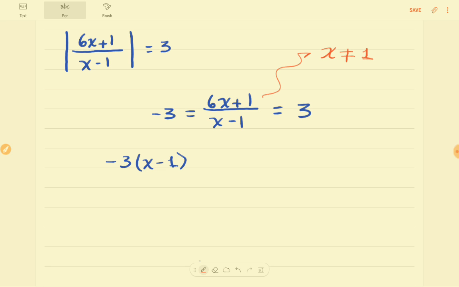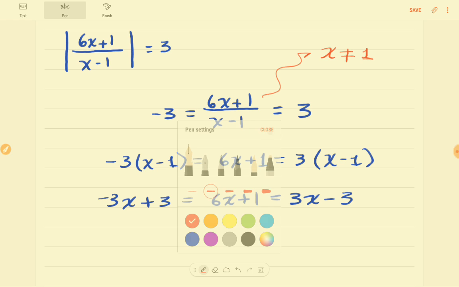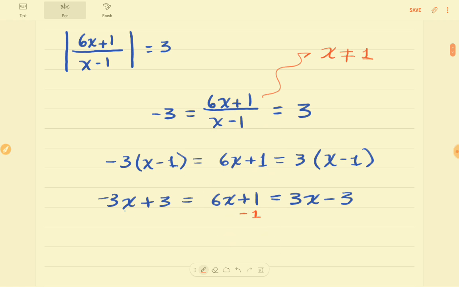So now I've started that. Let me go ahead and finish what I started here. On the left I have negative 3 times the quantity x minus 1. The denominator will have canceled from the middle part, and on the right I will have this. Next I'll simplify by distributing the negative 3. And the positive 3. Then I will do inverse operations to isolate the x.